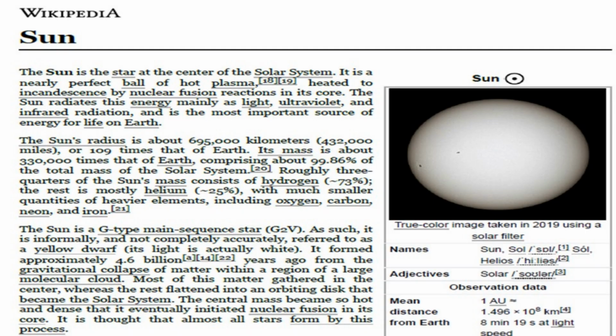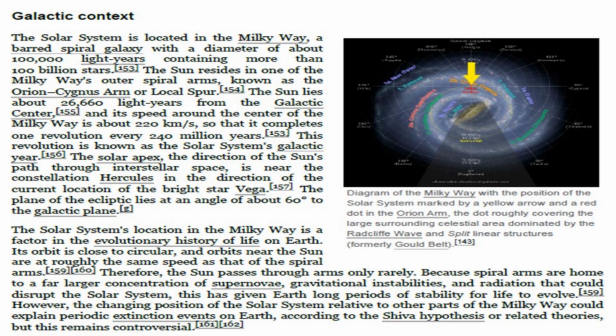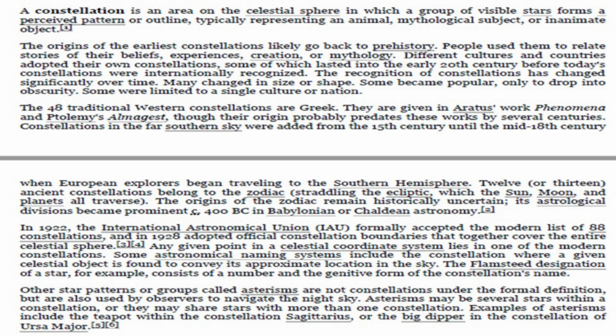The sun is the nearest star to the earth and is at the center of the solar system. It is estimated that the sun formed approximately 4.6 billion years ago. The sun lies about 27,000 light years away from the center of the Milky Way galaxy. It is located in the Orion Cygnus arm. It rotates around the center of the galaxy at about 220 kilometers per second and completes one revolution in 240 million years. Like the sun, many stars are visible in the night sky, forming constellations.